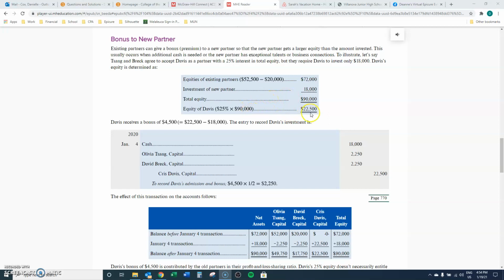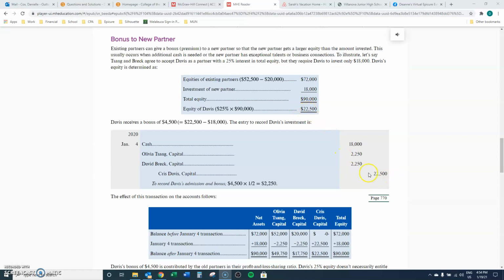25% of the $90,000, so Davis's share of the business equates to $22,500 in their capital account. They're only paying $18,000, so they're paying less. So Davis is receiving the bonus in this case. To account for that, cash is increasing by $18,000, what the person is paying, but the new partner Chris's capital account is being increased by $22,500.